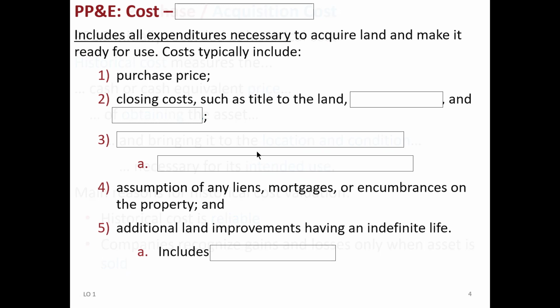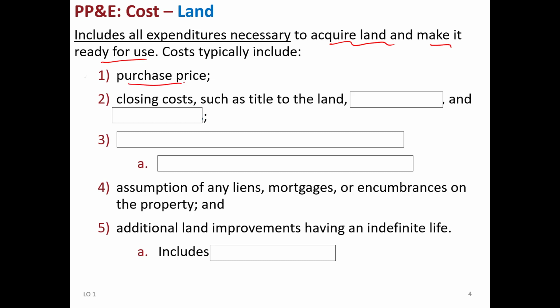So now let's move on to the different types of expenditures we can possibly make when we buy, for instance, land. Land's a big one. First of all, we want to include, as part of the cost of land, any and all expenditures necessary to acquire the land and make it ready for use. Basically, that's historical costs. These costs typically include, obviously, purchase price.